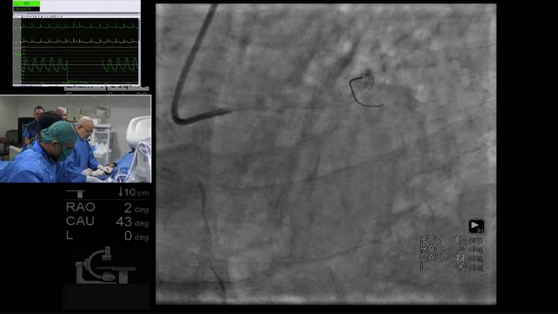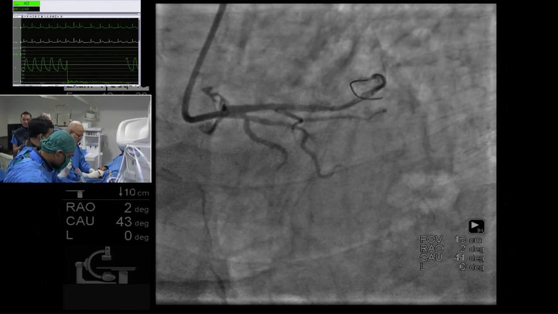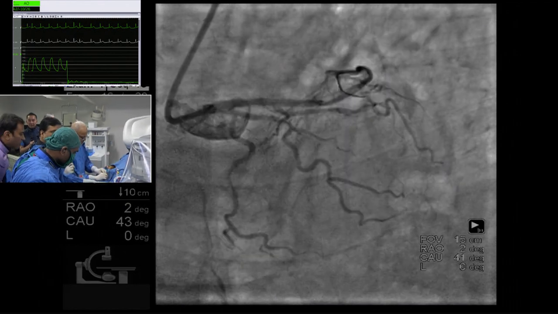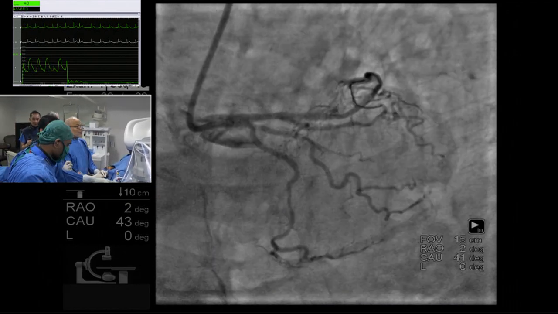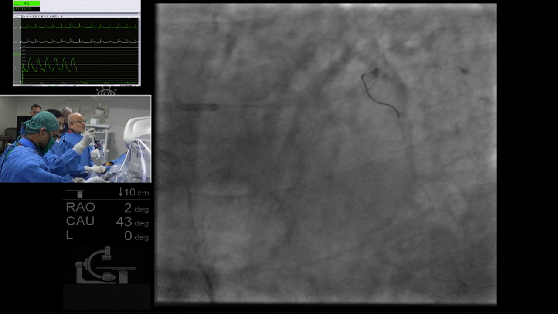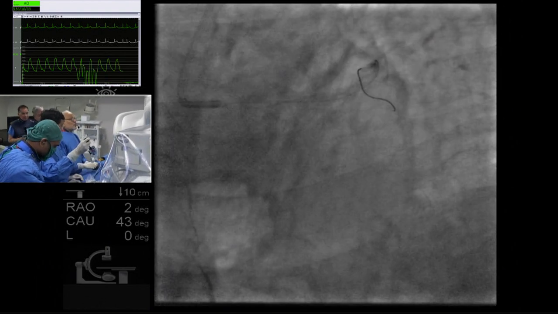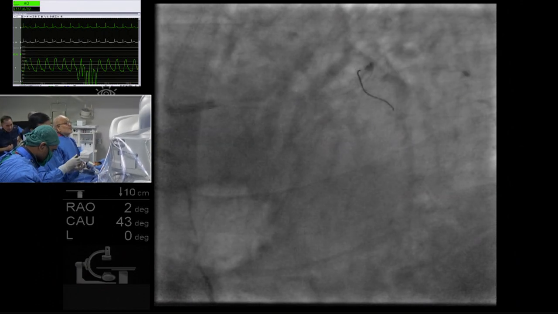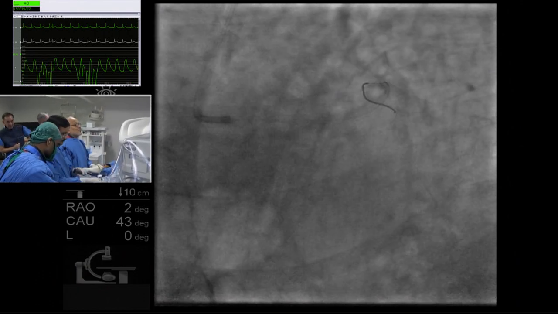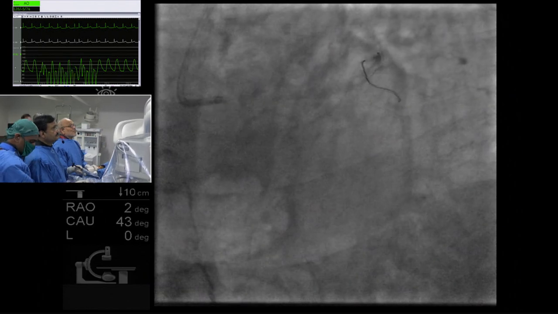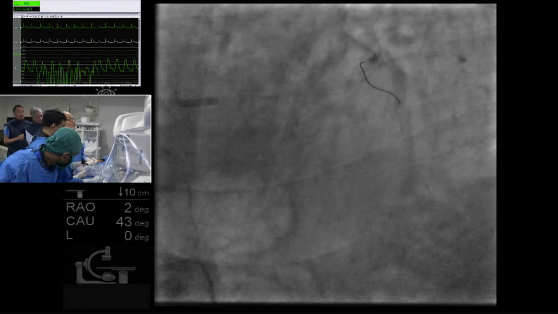There are 80 pulses, so we have to use them very judiciously. Sanjay, what do you think about this catheter? Will it go, or will it give us a hard time? Sanjay is already giving his prediction. It will go.